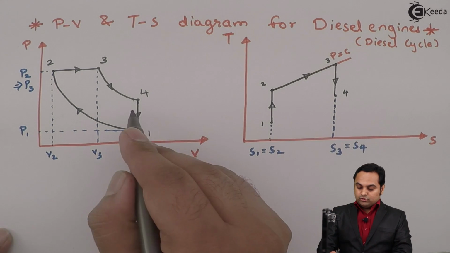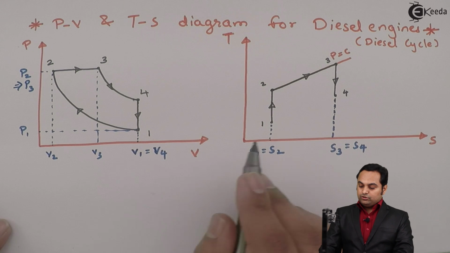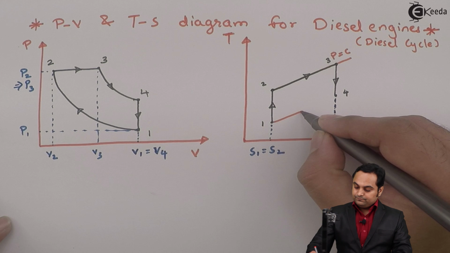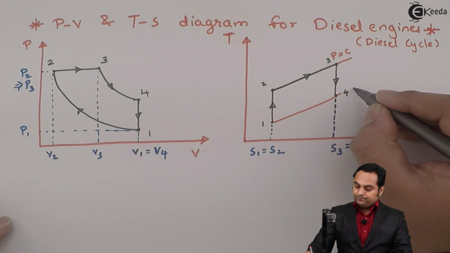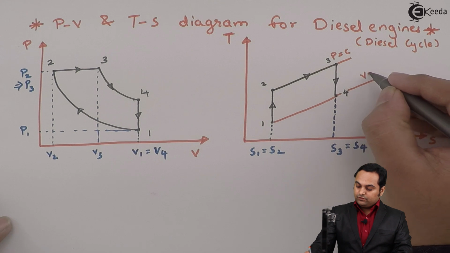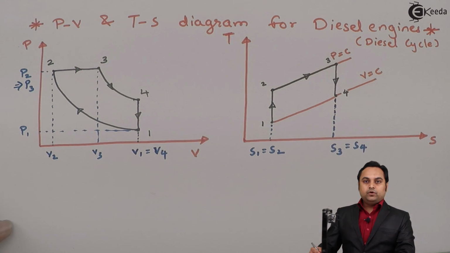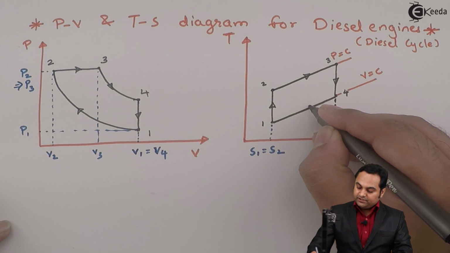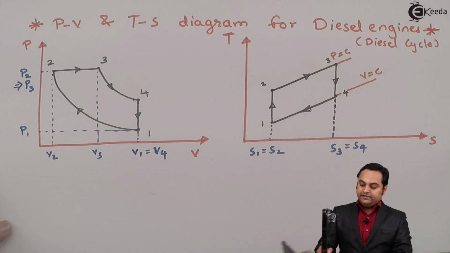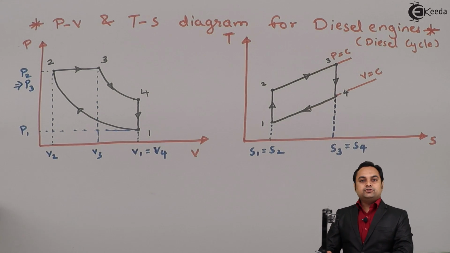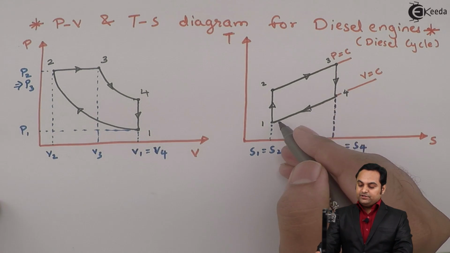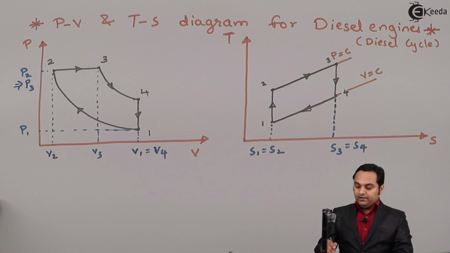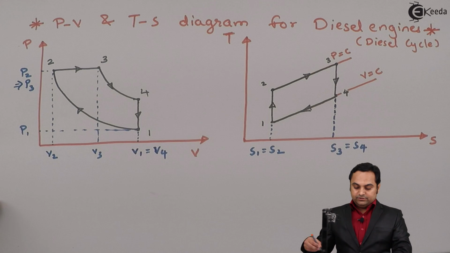Next, process 4 to 1 is constant volume heat rejection. Now for constant volume heat rejection, again I'll draw a line passing from point 1 to point 4. This will be called the constant volume line. On this constant volume line, I'll show the heat rejection process wherein temperature drops and even the entropy decreases. So 4 to 1 indicates the heat rejection process wherein we are getting a drop in temperature along with a drop in entropy, keeping the volume constant. Now I'll mark the values here.